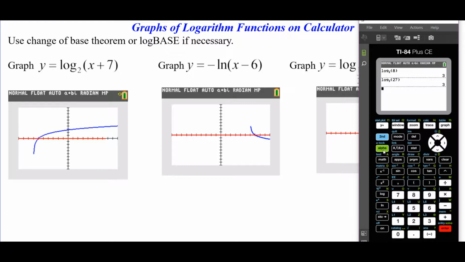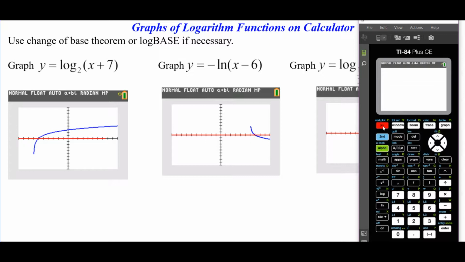Your other option is to go alpha y equals and go over to your functions, and then you can see your log base is your number 5 option. So here, let's say we're going to do log base 2 of 64 and evaluates to 3. So I can use any of those 3 options as well in my graphing.